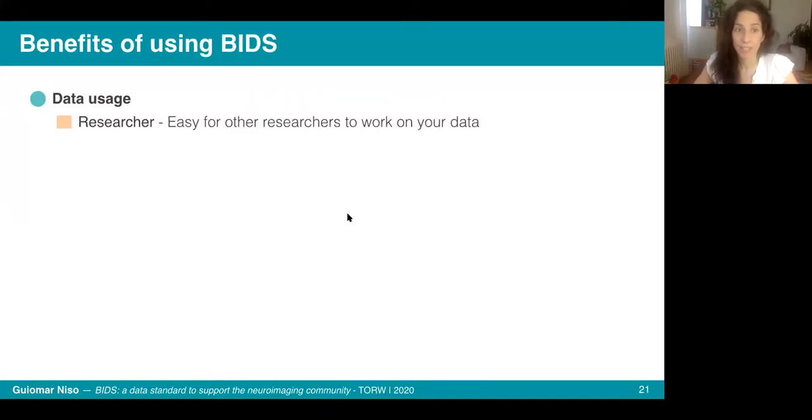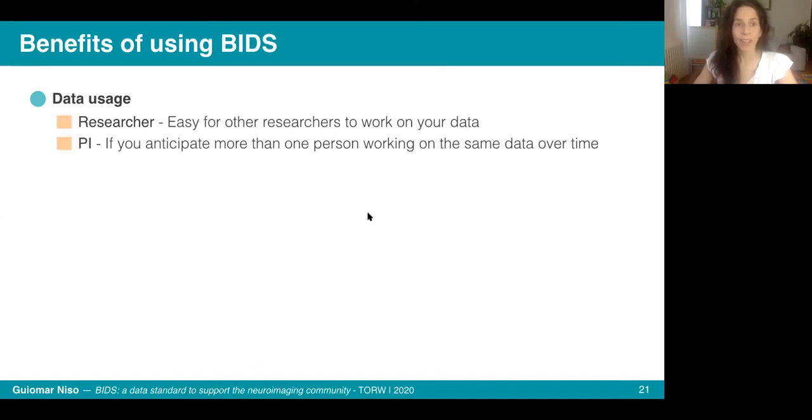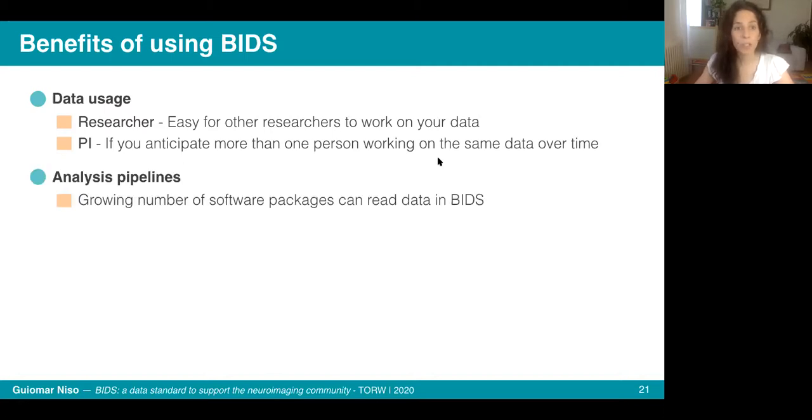BIDS has benefits, as we have seen, for researchers. It's easy for other researchers to work on your data. For PIs, if you're running a lab and you anticipate more than one person will be working on the same data over time, then it's really beneficial to use BIDS. Also, there are a growing number of software packages that can read data in BIDS. So this can facilitate analysis and pipelines and speed up the process of the analysis in your study.